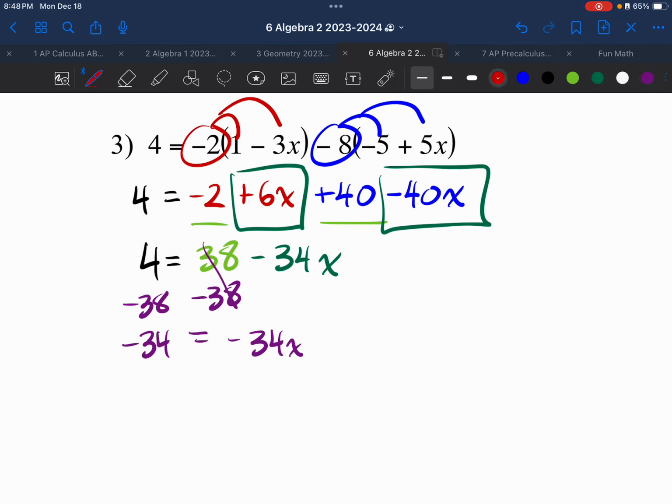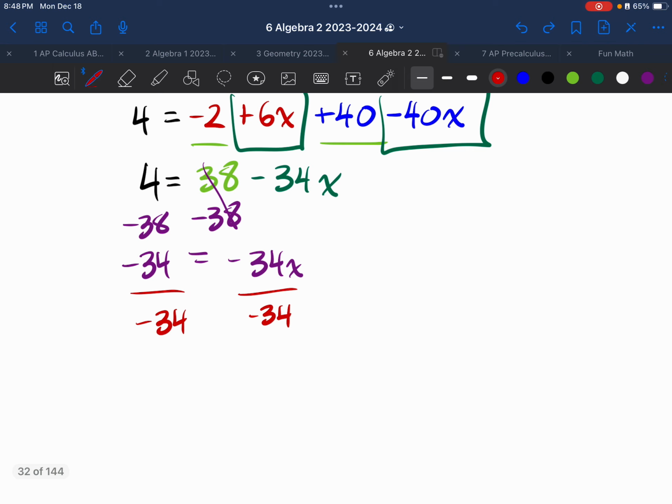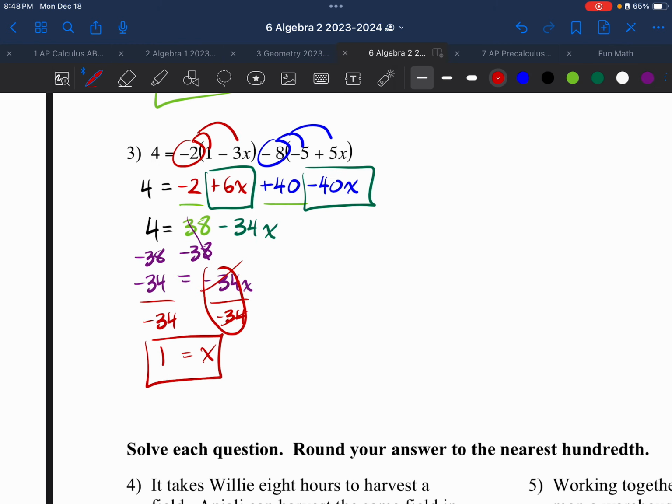And then our final step is to divide by that pesky negative 34, the coefficient in front of the x. When I divide by negative 34 on both sides, you'll notice that the left side is negative 34 over negative 34. Whenever you have the same thing over itself, it is just 1. So we get x by itself because these negative 34s cancel each other out, and x is equal to 1. Final answer, and box it.